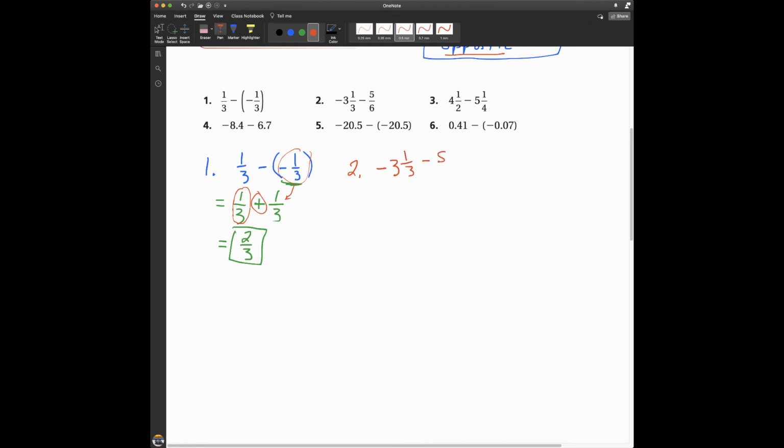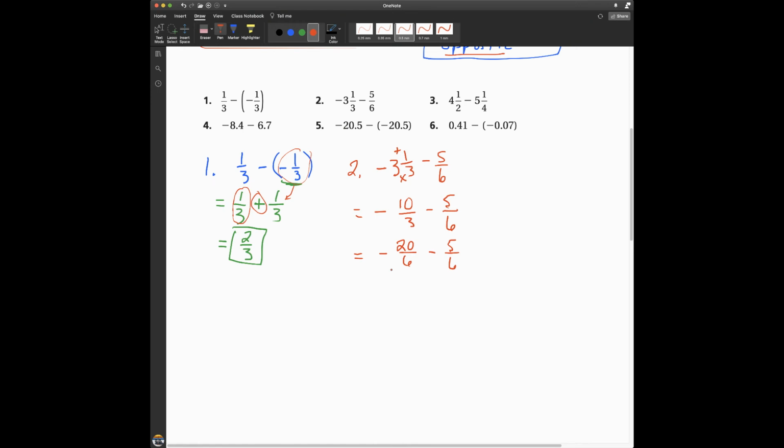1/3 minus 5/6. What I'm going to do first is change the mixed number into an improper fraction. So what did I do? Multiply 3 times 3, then add the 1, put that in the numerator, and put it all over 3. The next thing I'm going to do is find a common denominator, which would be 6. So this first rational number becomes -20 over 6 minus 5 over 6.